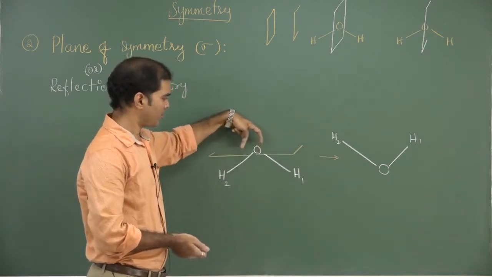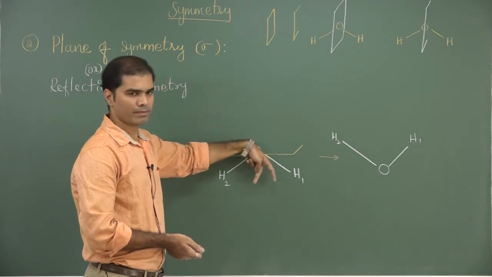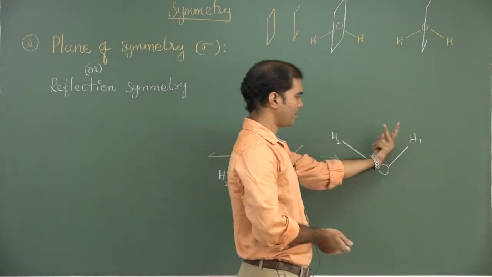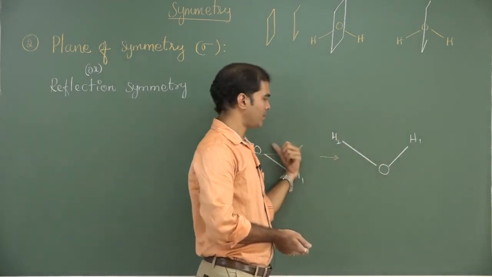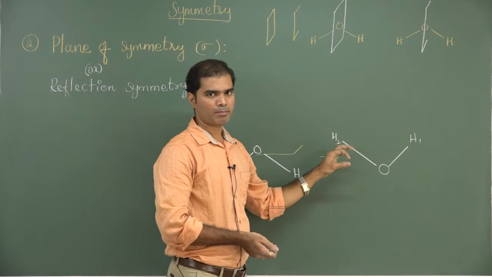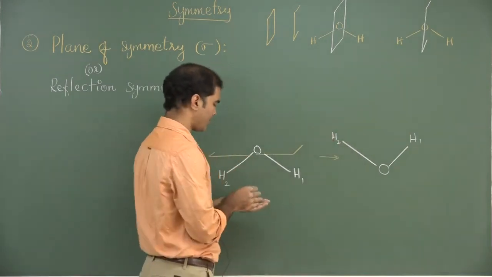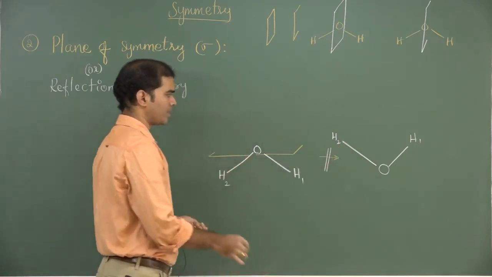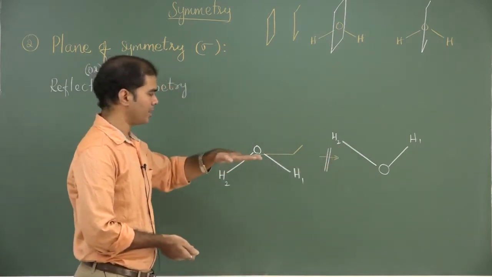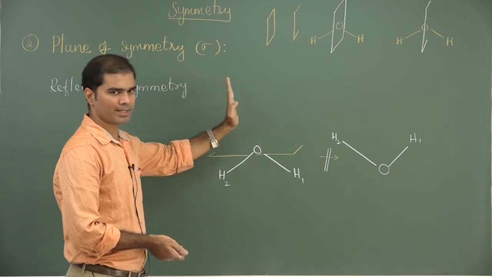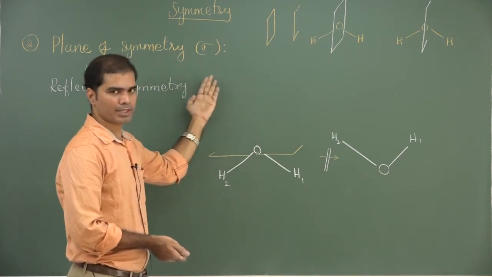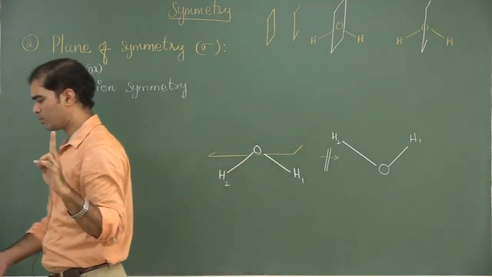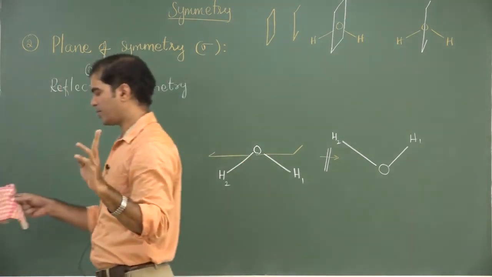In the first example, both hydrogens were below. With respect to this plane, they were below. Now as I pass an xy plane, they are reflecting above. So these two structures are not at all an equivalent pair. For that reason, we say that sigma xy in case of water molecule is absent. This plane is absent. This plane is present, xz, yz is also present. Conclusion is water molecule has two planes, and these two planes are different. They are not the same, they are different.